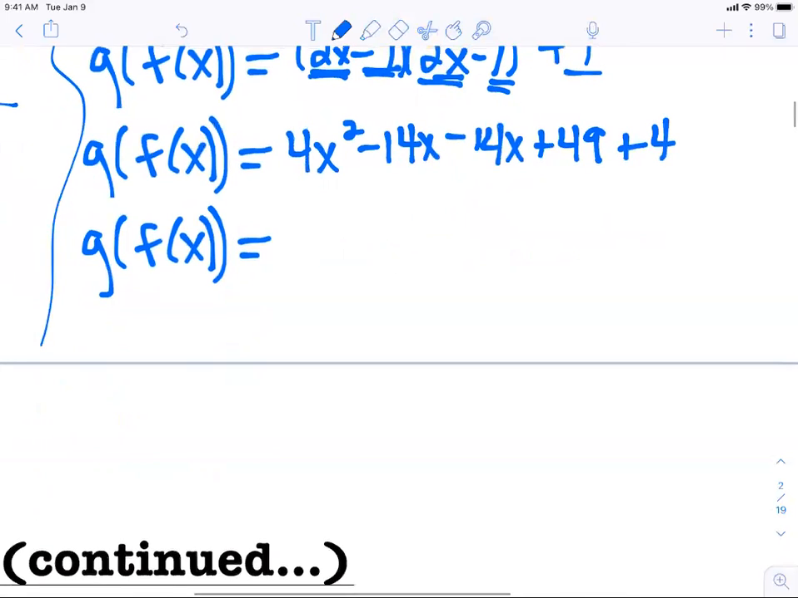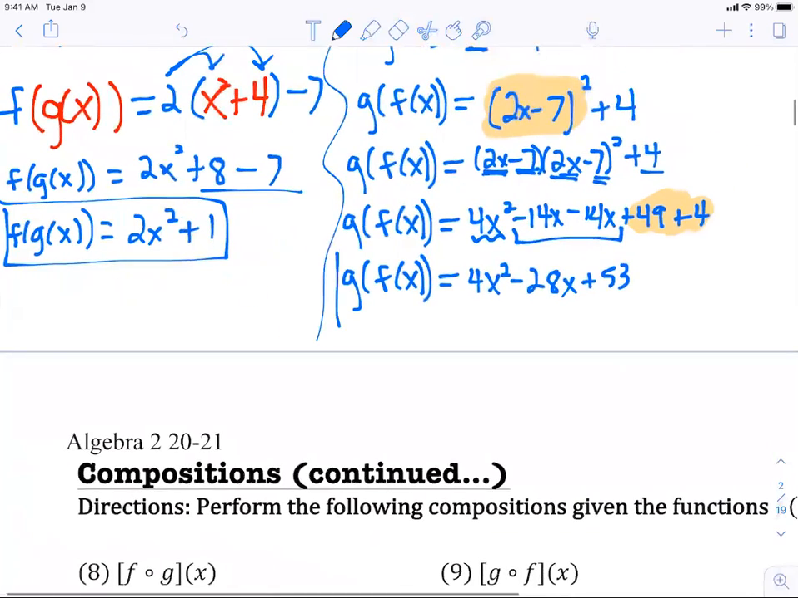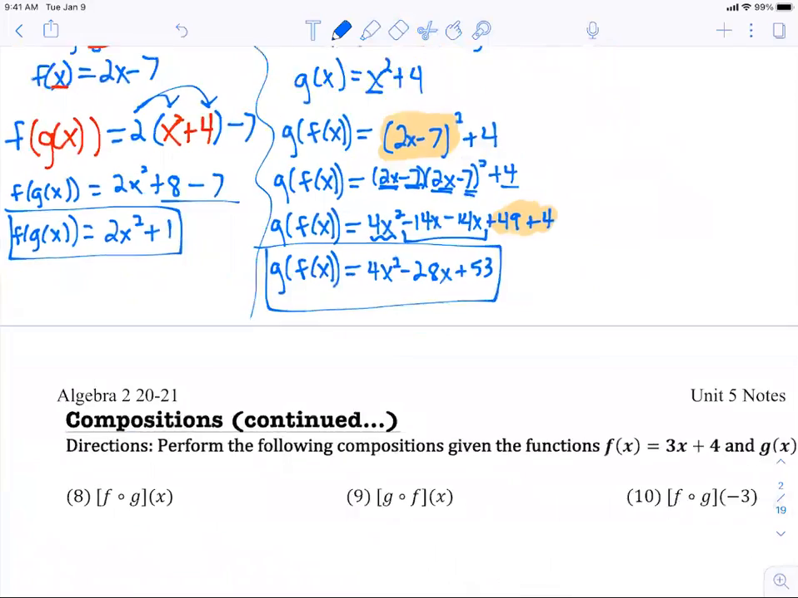And now let's just combine our like terms. We have 4x squared. There's no other x squareds in this problem. My x terms, we have negative 14x minus 14x. That's going to be negative 28x. And last but not least, we have our last two terms, 49 plus 4, which is going to end up being 53. And that can't simplify anymore. That is your function.